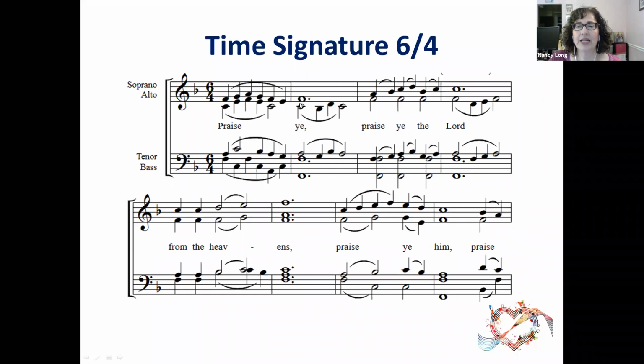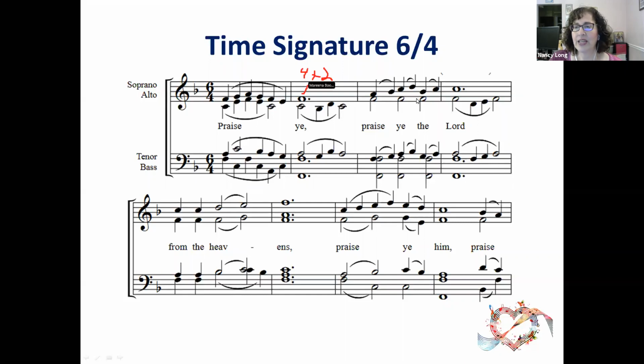Here we have a whole note with a dot. So remember, a whole note has 4 beats, and then adding the dot adds half of the value. So it's 4 plus 2 equals 6, and that's our 6. That's what we're trying to get to.